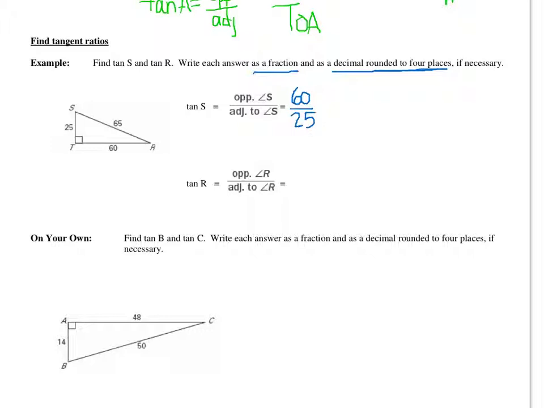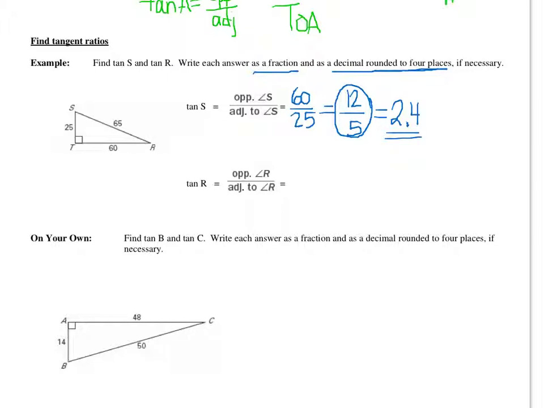over 25. And that's written as a fraction, but it's not in reduced form. So if you divide them both by 5, you get 12 over 5, and that is my fraction. And if you put that into your calculator, you will get 2.4 exactly. There are no more decimals, so there's my decimal form. So there's my fraction form and my decimal form.